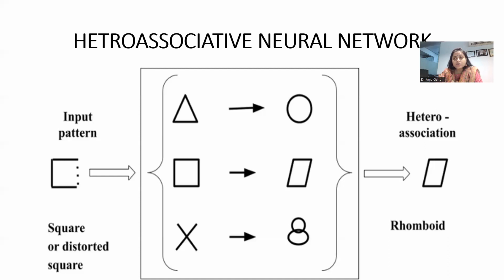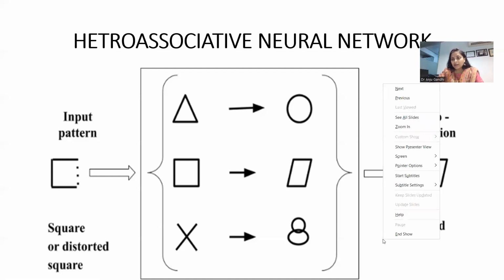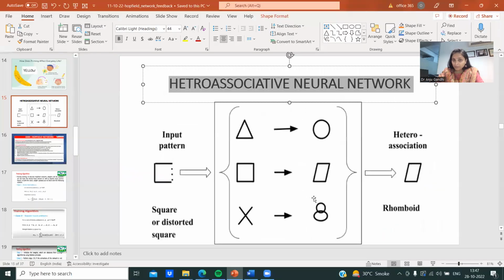we have such a strong pattern association system provided by this heteroassociative neural network, with the help of which any other category of image can also be classified and identified, and we are able to form a new image. For example, we have only a square with us, but with the help of a heteroassociative network, it can easily make a figure of a rhombus if a figure of a rhombus is there.